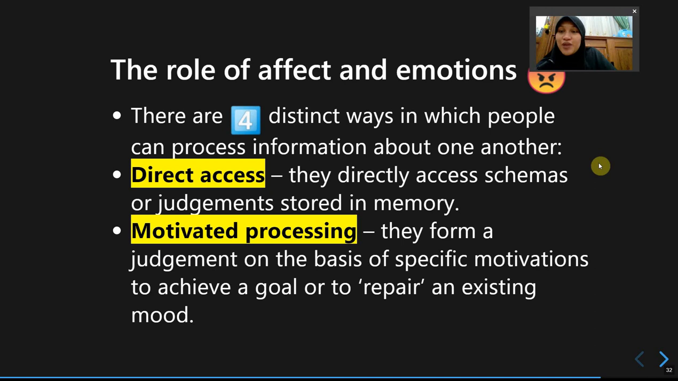The first one is direct access, which means that we use our schema to form a judgment about other people. The second is that we try to confirm our beliefs, or motivated reasoning. So if you want to validate your stereotypes about the Japanese, for example, then when perceiving someone who is Japanese, you look for information that confirms your belief. This is called motivated reasoning because you are motivated to confirm your belief.